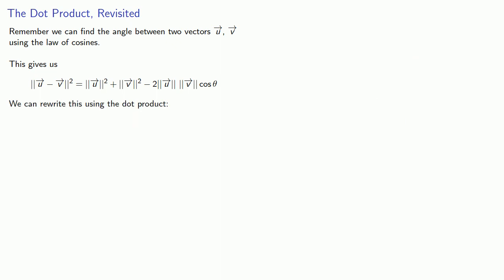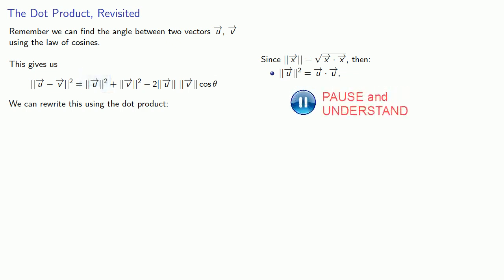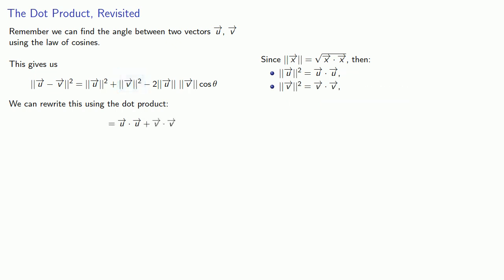Now, we can rewrite this using the dot product. So, remember, the magnitude of any vector is the square root of the dot product of the vector with itself. And so this square of the magnitude of u, well, that's just the dot product of u with itself. The square of the magnitude of v, well, that's the dot product of v with itself. And the square of the magnitude of u minus v, well, that's the dot product of u minus v with itself. And we'll leave the rest of the expression the same for now.